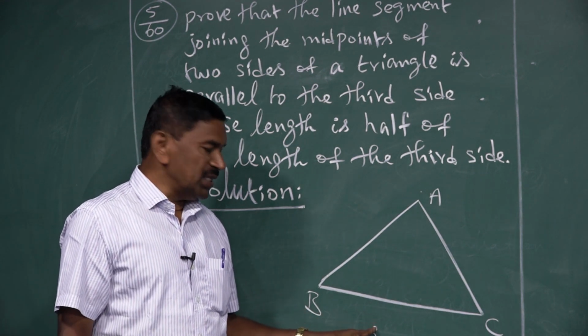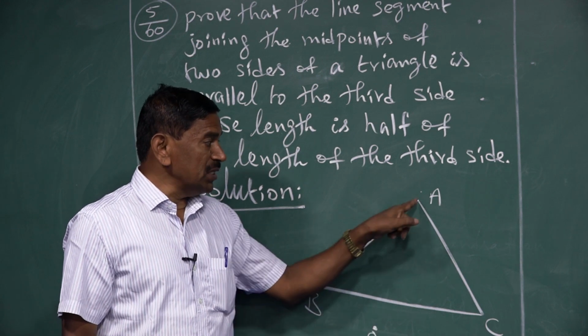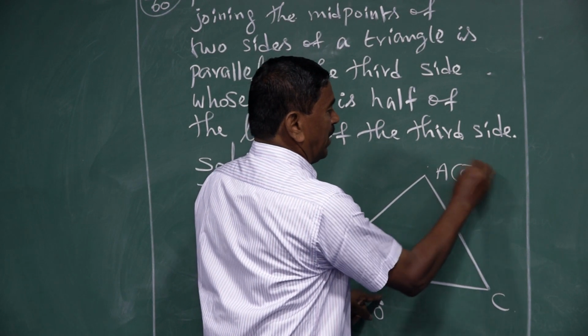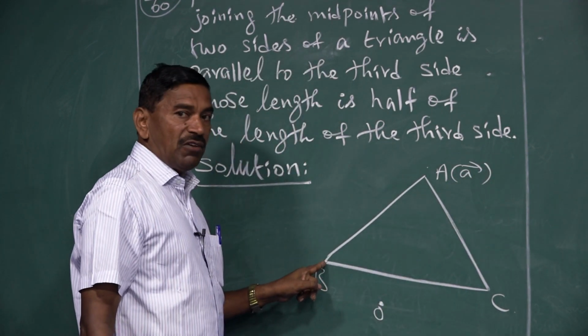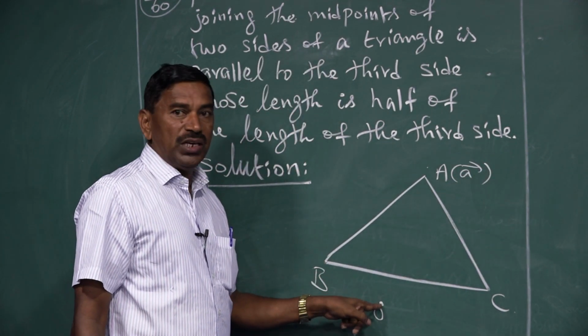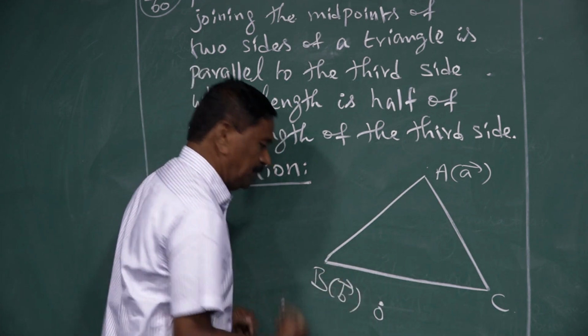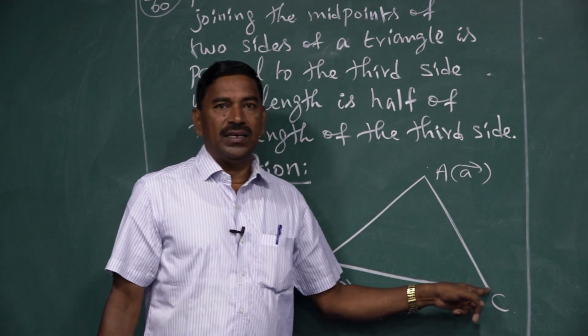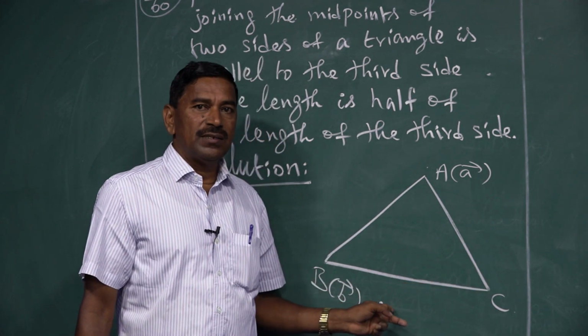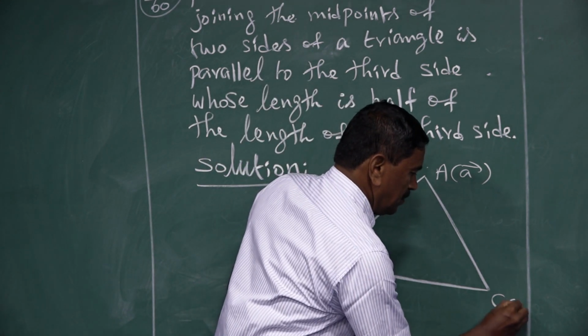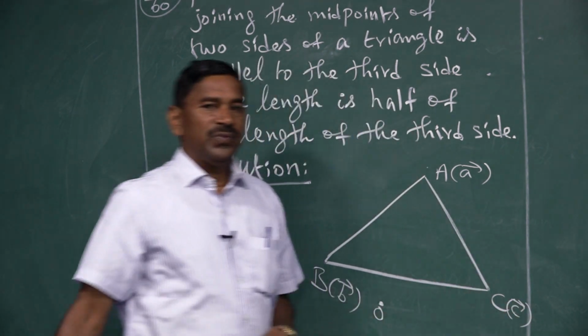Now, the position vector of A with respect to origin O is small a vector. The position vector of B with respect to origin O is b vector. The position vector of C with respect to origin O is c vector. Okay.